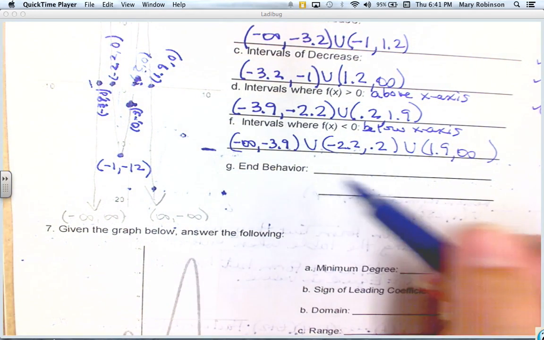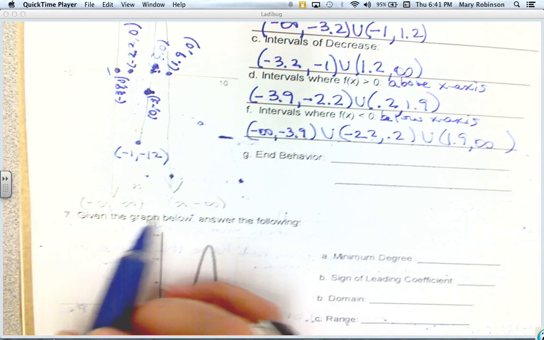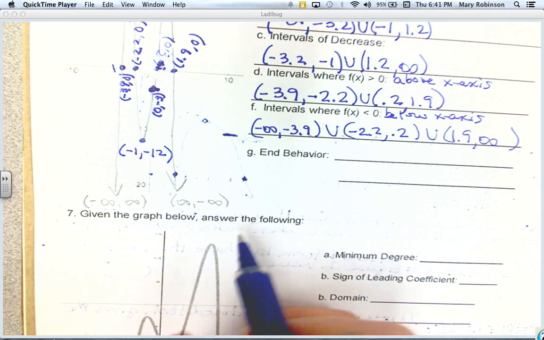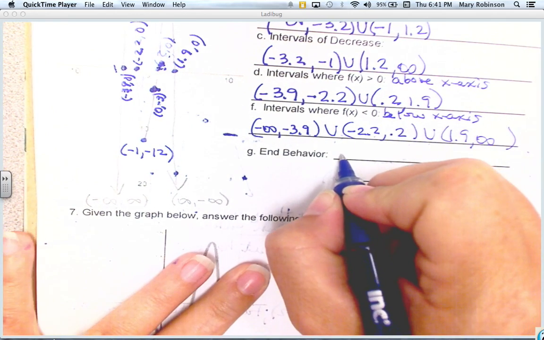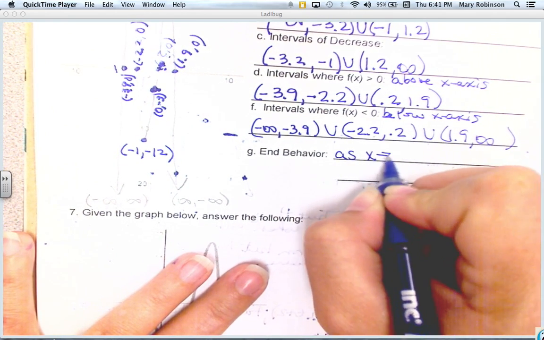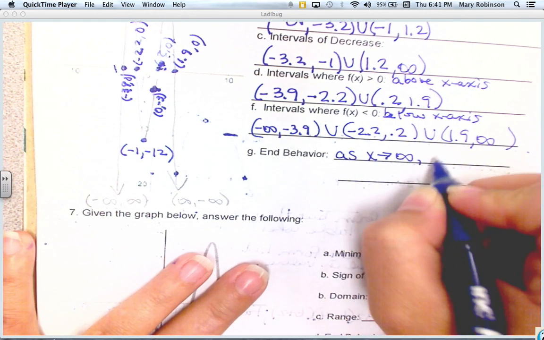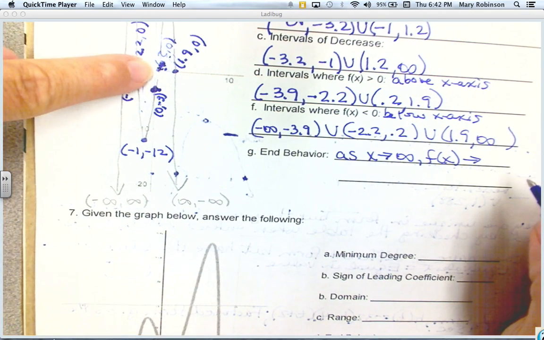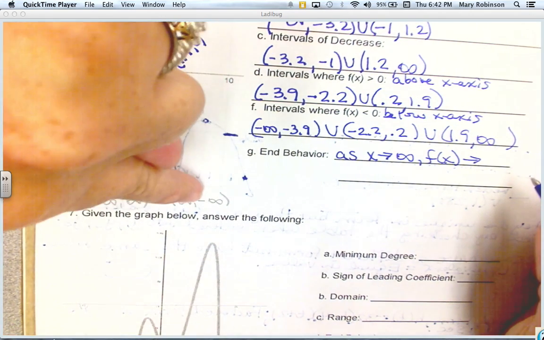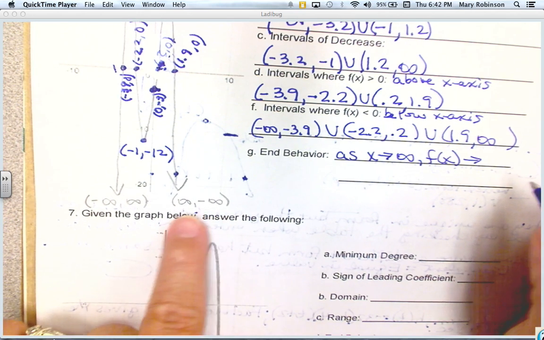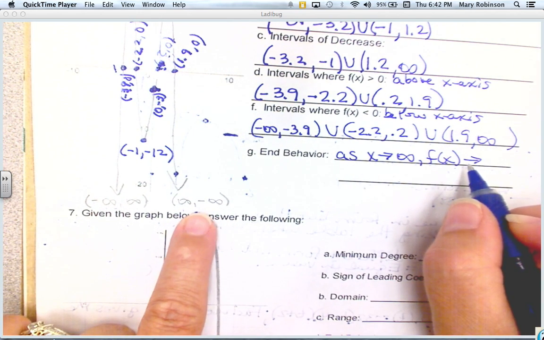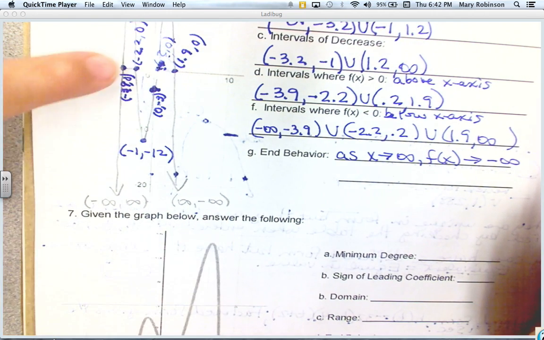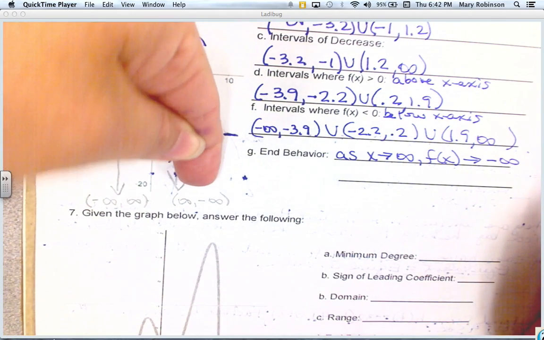Next, it asks for end behavior. So that means we can use the signs of our quadrants, or these ordered pairs I wrote here, to help us write end behavior. So you have to write this statement. As x approaches infinity, f of x approaches blank. So remember, as x gets larger, approaching positive, our function is going down. But that means that our infinities in this statement should correspond to this ordered pair. So positive, negative. So as x is going positive, y is going negative.